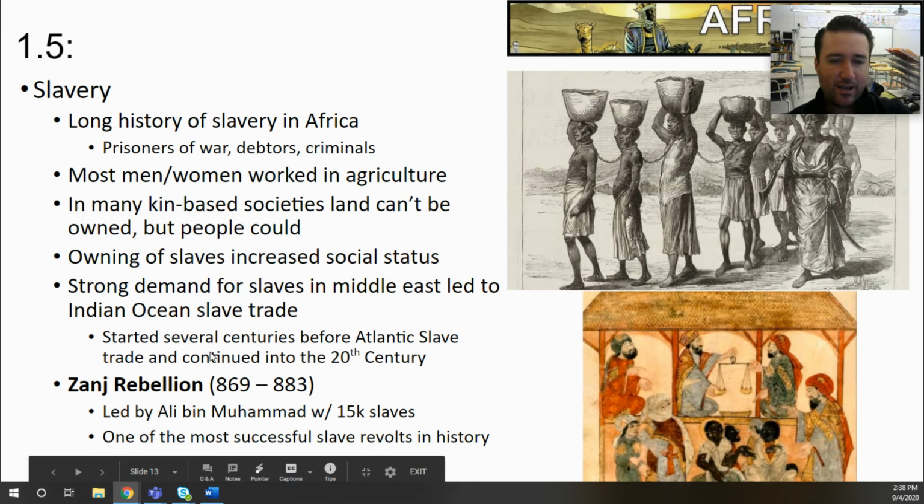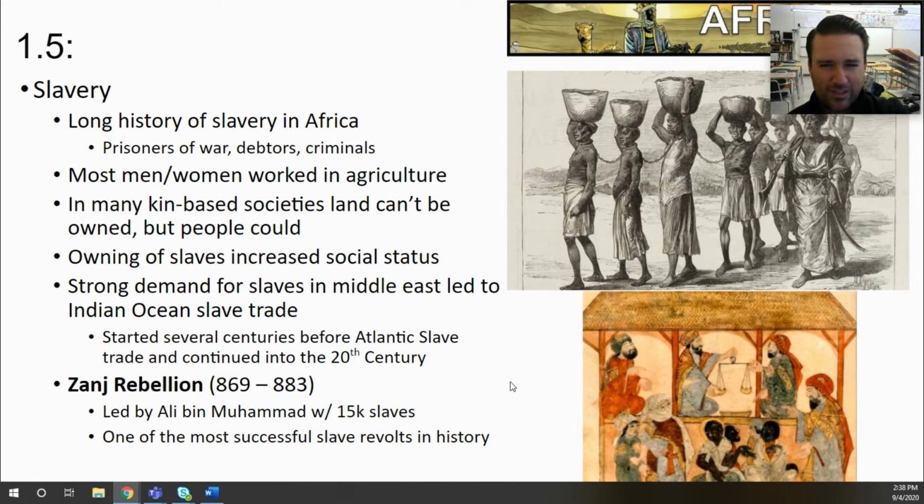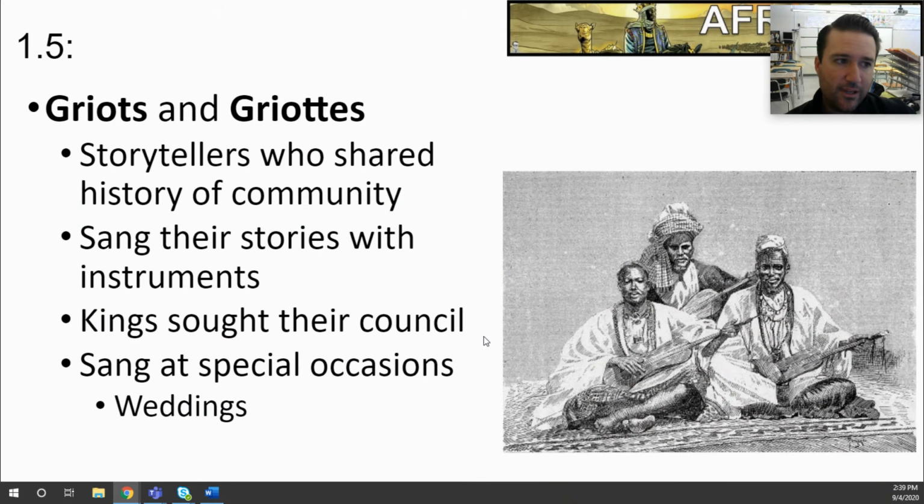And not to say that there wasn't resistance to that slavery and slave trade at that time. One good example is the Zanj Rebellion from 869 to 883. The Zanj Rebellion took place in what is modern day Mesopotamia. A slave who converted to Islam, Ali bin Muhammad, and 15,000 followers rebelled and took over an entire city, basically running it themselves for a good long time. It was considered one of the most successful slave revolts in history. There will be others we'll talk about, but know that even though slavery existed beforehand, there was also still resistance to slavery by those who were enslaved.